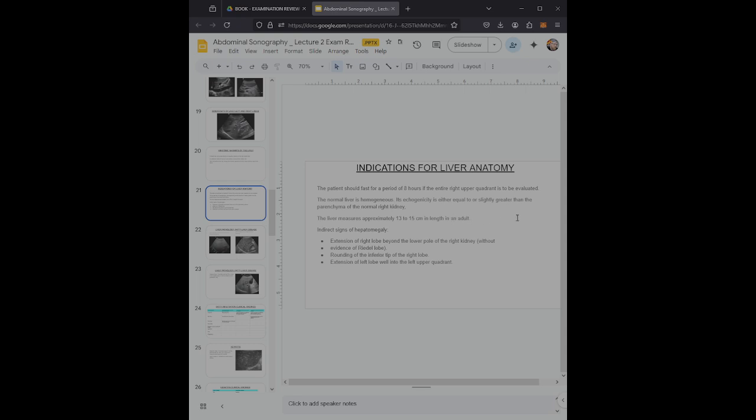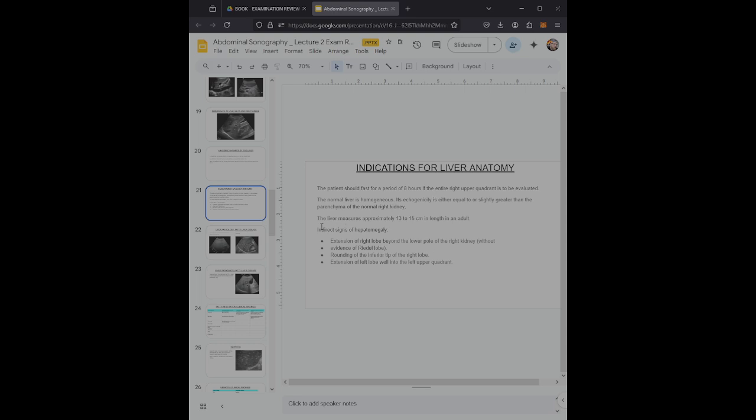A measurement of the right lobe can be obtained from the uppermost right hemidiaphragm, so you'll see it when you're scanning, to the inferior tip of the right lobe, so something like this. So you can use a horizontal plane, and it is parallel to the anterior abdominal wall through the mid-axillary line.